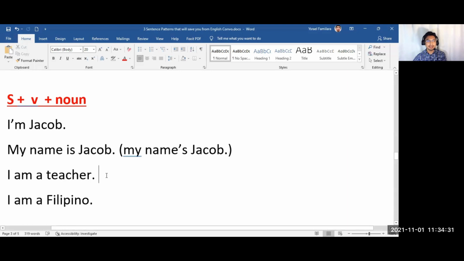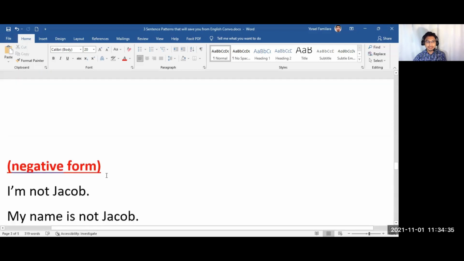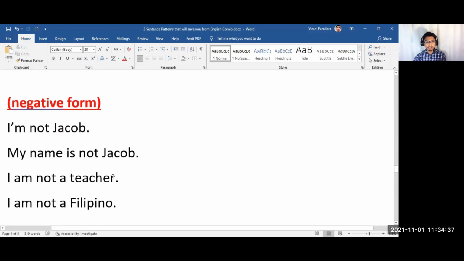Okay, mga ka-learners, I hope so far marami na tayong natututunan. Like the adjective variation, you can also use the negative form here. The same rule applies. Just put your negative expression between your be verb and your noun. Okay, I'm not Jacob. If you're not Jacob, my name is not Jacob.